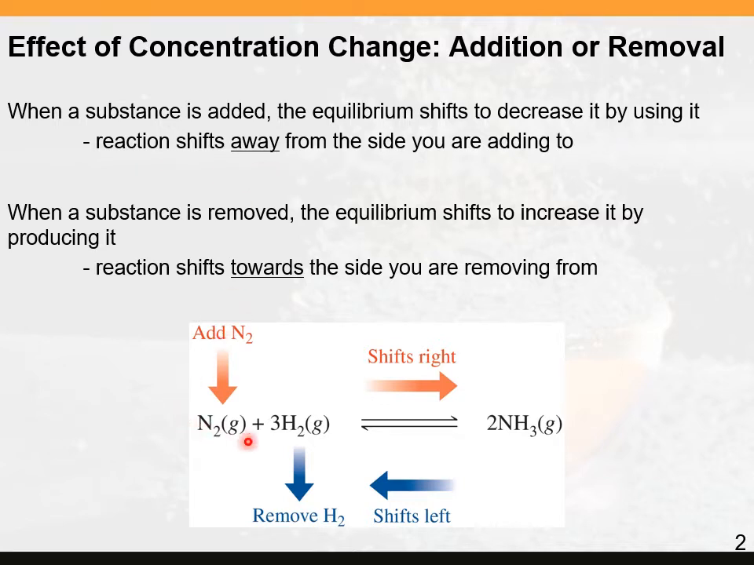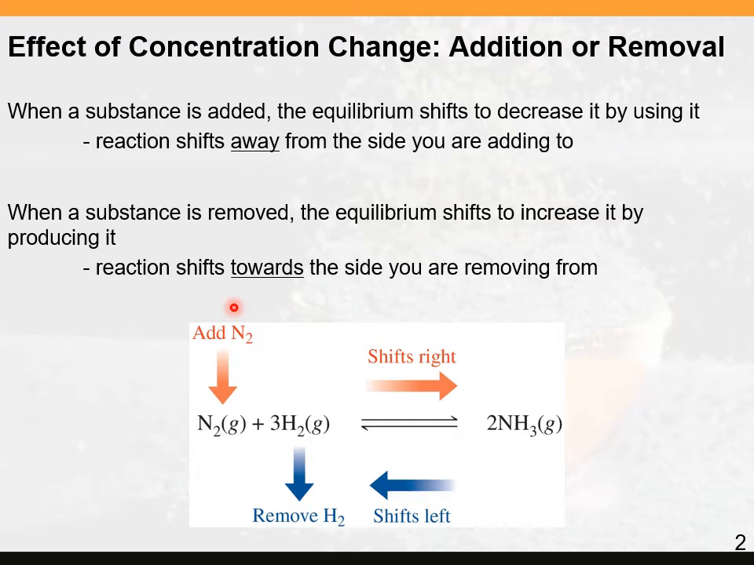Let's say to this equilibrium, we are adding nitrogen. Now there's too much nitrogen as opposed to being in equilibrium. Nitrogen must be decreased, and the system can decrease nitrogen by consuming it, using it in the forward reaction. Therefore, the reaction shifts right. The reaction shifts away from the side you're adding to.